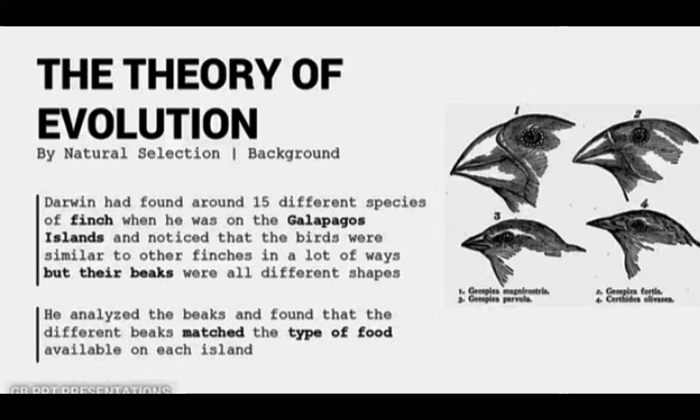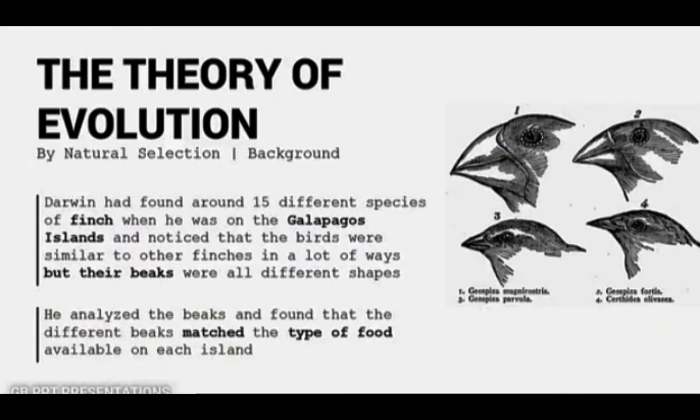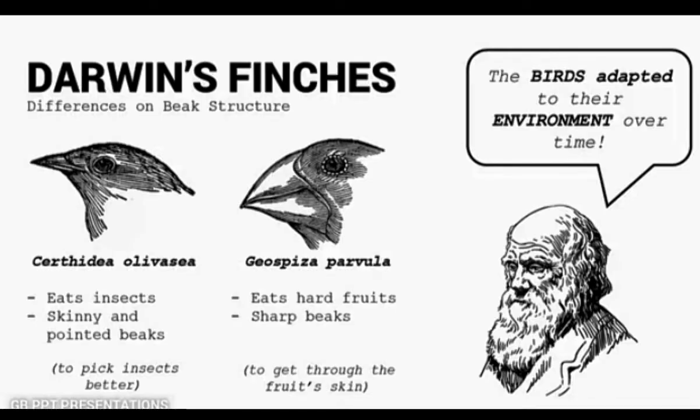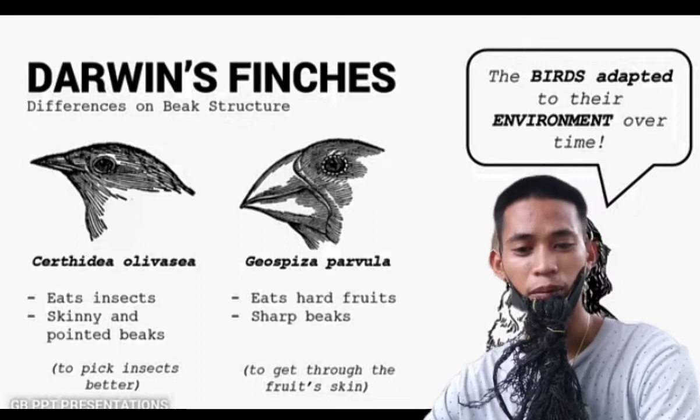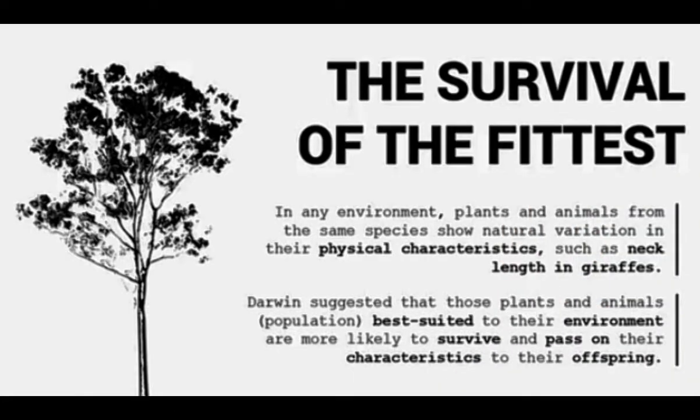The theory of evolution. Darwin found around 15 different species of finch when he was on the Galapagos Islands and noticed that the birds were similar to the other finches in a lot of ways, but their beaks were all different shapes. He analyzed the beaks and found that the different beaks matched the type of food available on each island. The birds adapted to the environment over time. The survival of the fittest.